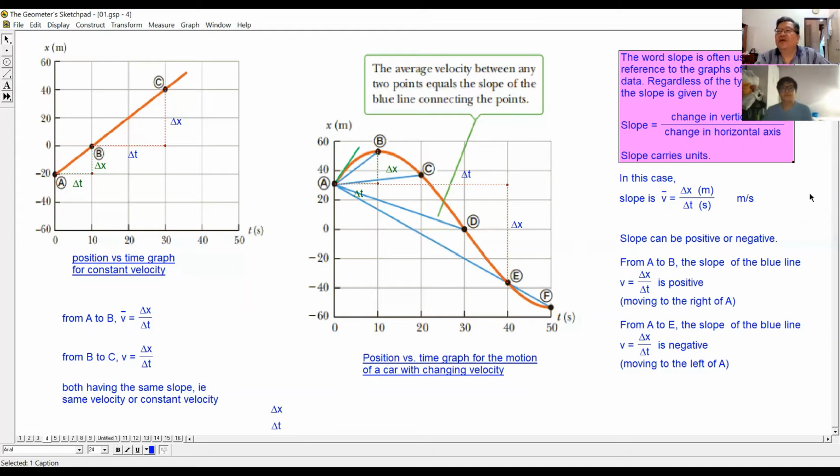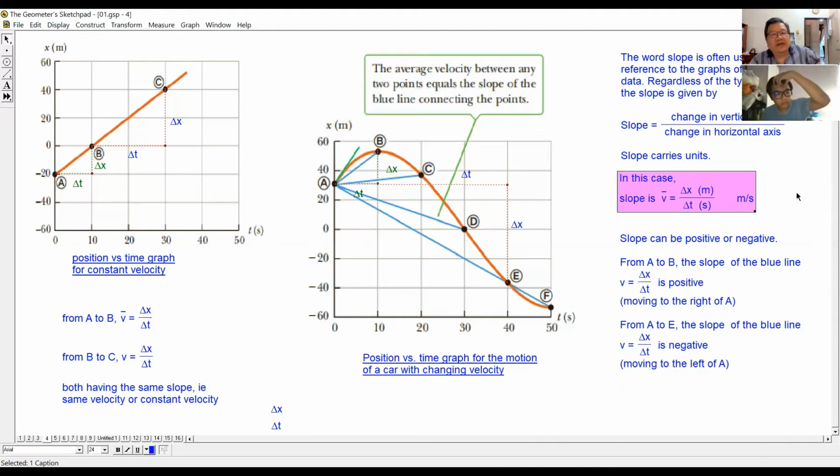Now the word slope is often used to refer to the graph of this physical data here. All these dots are the physical data. Regardless of the type of data, the slope is given by the change in vertical axis divided by the change in horizontal axis. The slope carries units. Because this delta x is actually the x here, it is in meter, and the delta t is in second. So the unit for the slope is meter per second. In other words, the slope is actually referring to the average velocity.